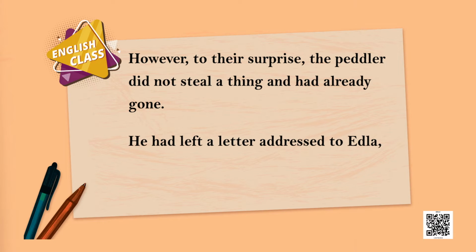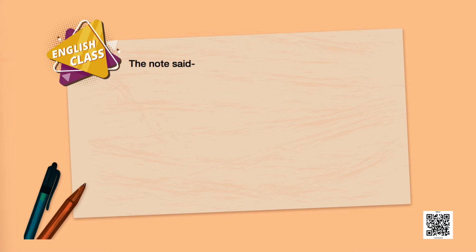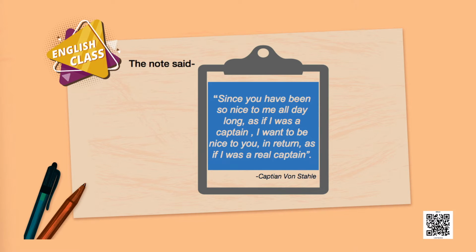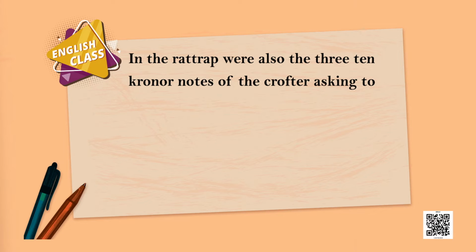He had left a letter addressed to Edla, signed as Captain Von Stahl, along with a rat trap as a gift from him. The note said, "Since you have been so nice to me all day long as if I was a captain, I want to be nice to you in return as if I was a real captain." In the rat trap were also the three 10 kroner notes of the crofter, asking to return them to him.